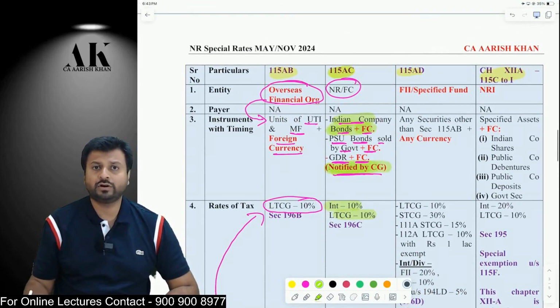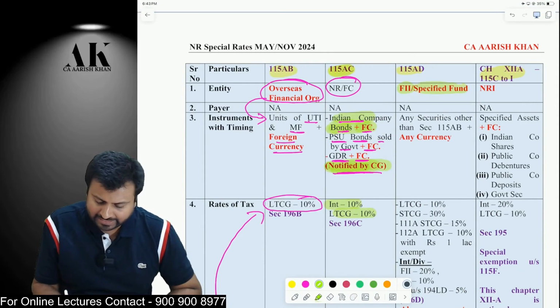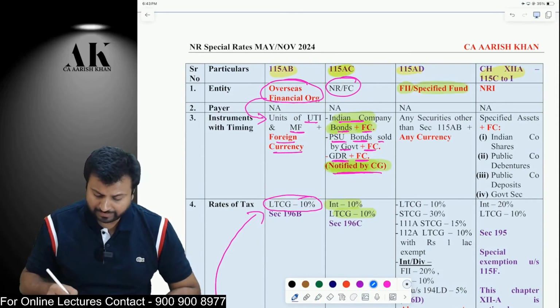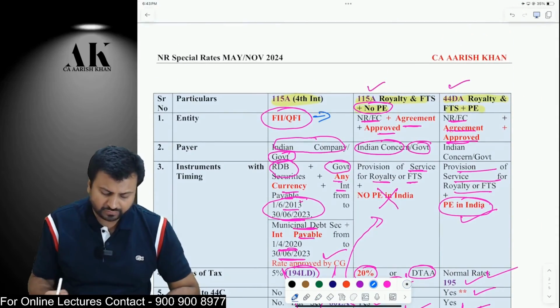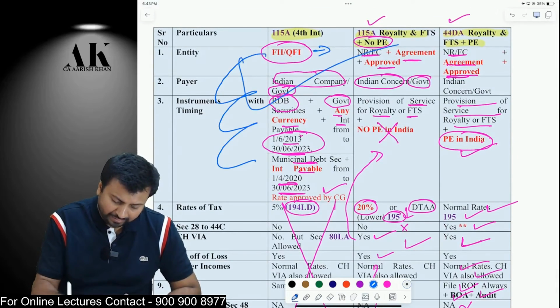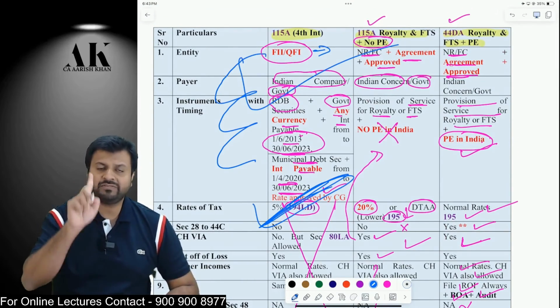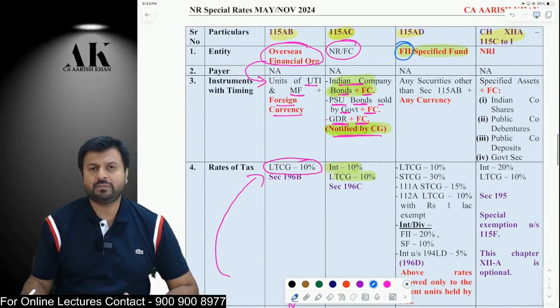Now, the ninth section is again a very important section which covers FII and specified fund. FII is repeating twice. It is coming here and it was also there in the fourth section. So, which one to follow, sir? If FII is buying these items, then you have to follow 194LD only. First preference will be given to 194LD. If your case is not covered in 194LD, then you will come to 115AD.